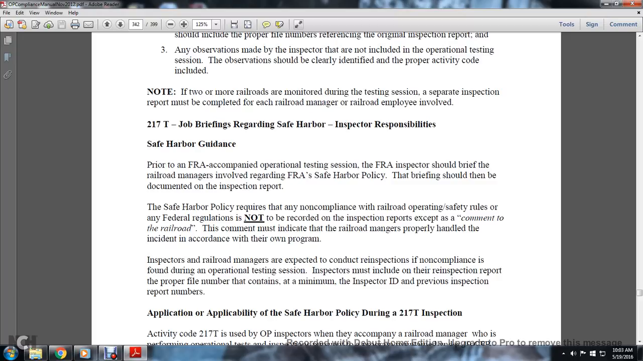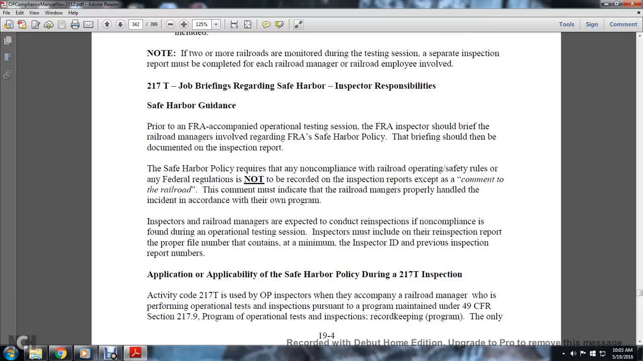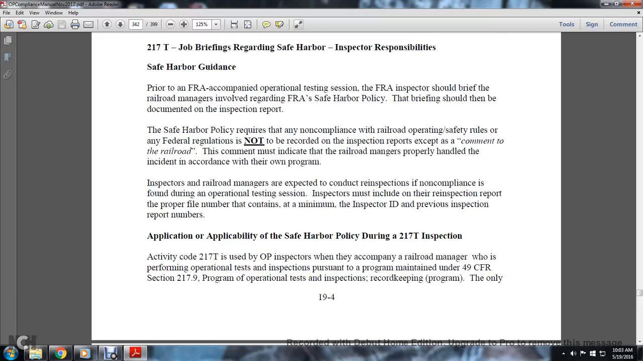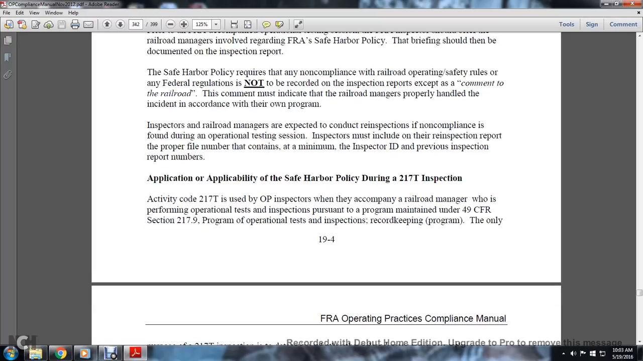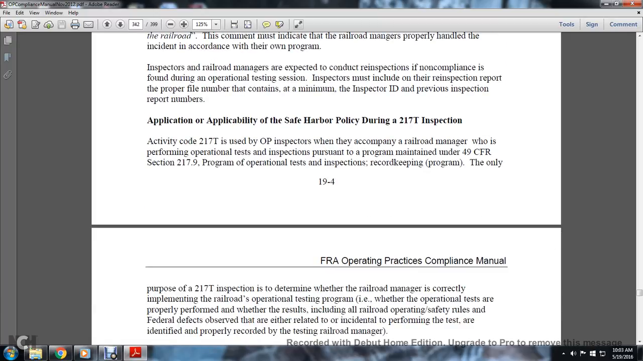The safe harbor policy applies to non-compliance with the railroad's operating safety rules. Federal regulation violations are not to be recorded on the inspection reports except as a comment to the railroad. The comment must indicate that the railroad manager properly handled the incident according to their own program. For re-inspections and any non-compliance found during the operational testing session, the inspector must include on their re-inspection report the proper file number that contains the minimum of the inspector ID and the previous inspection report numbers.